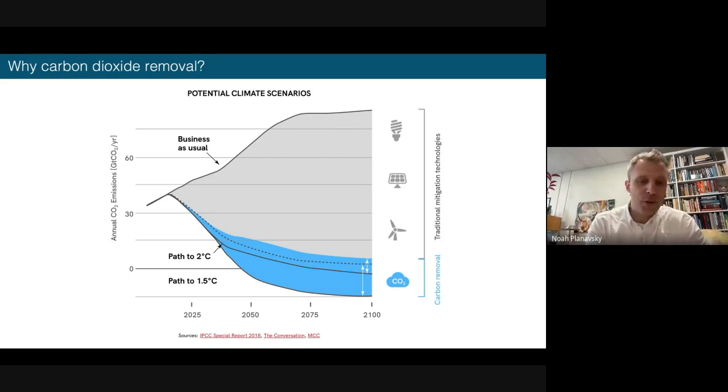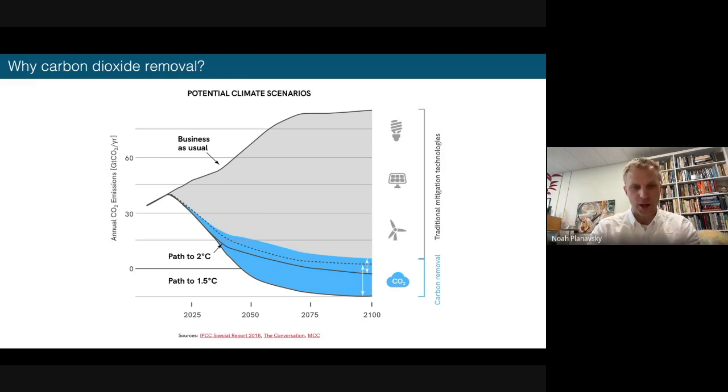However, if we want to meet international climate goals, on top of even the most aggressive emissions reduction scenarios, we also need to remove carbon dioxide from the atmosphere, carbon dioxide removal. So this is one way to illustrate that point. If we want to meet some of the goals from the Paris Accord, keeping warming to 1.5 degrees, or even keeping warming to 2 degrees, not only do we need to rapidly move to near zero emissions, we actually need to have net negative emissions to meet those climate goals.